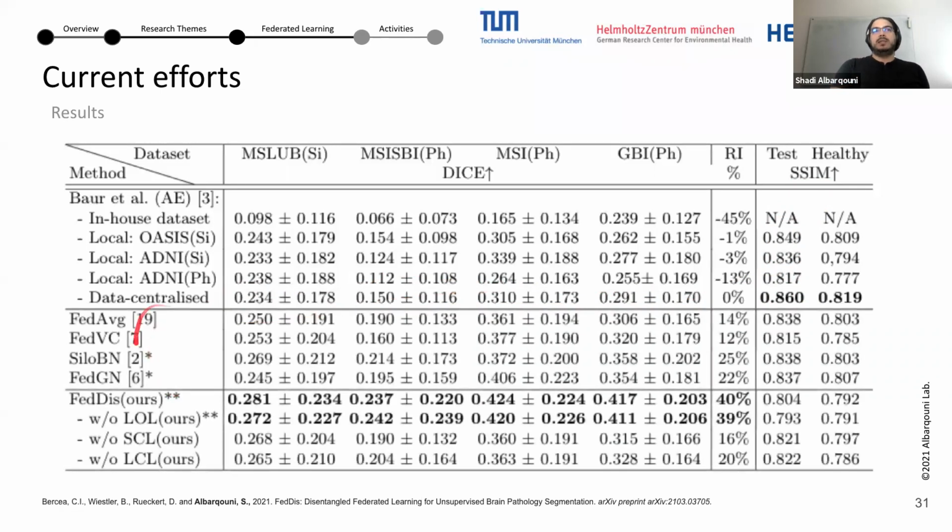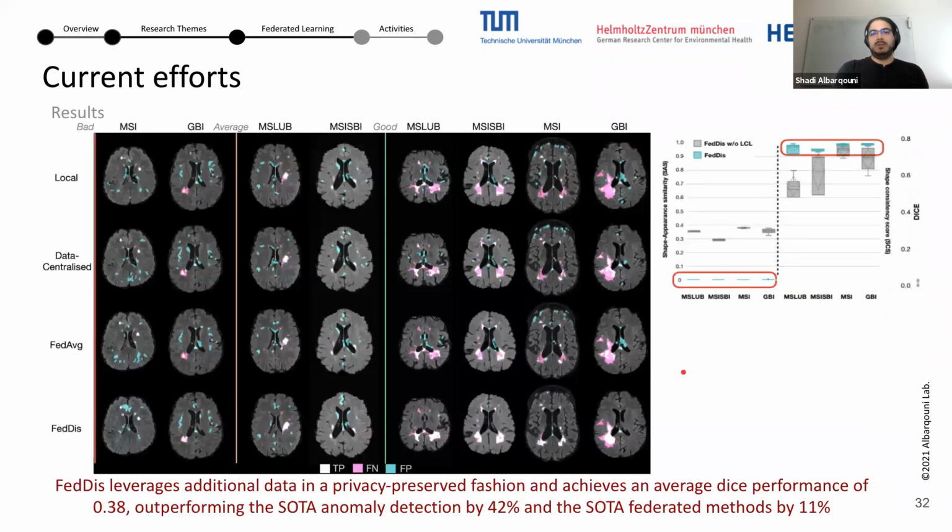Most of the state-of-the-art federated learning algorithms were also outperforming local models with a big margin. However, it's obvious that our model, with the power of disentangled representation, was able to mitigate the non-IID challenge and was superior to other federated learning algorithms. Here are some qualitative examples where you can see how our model was able to detect lesions better than local, data centralized, and also FedAvg algorithm. This also holds for challenging cases.